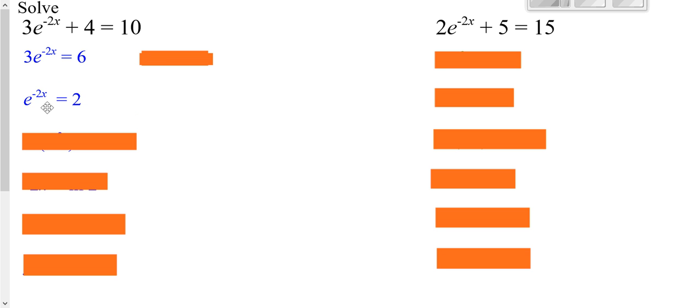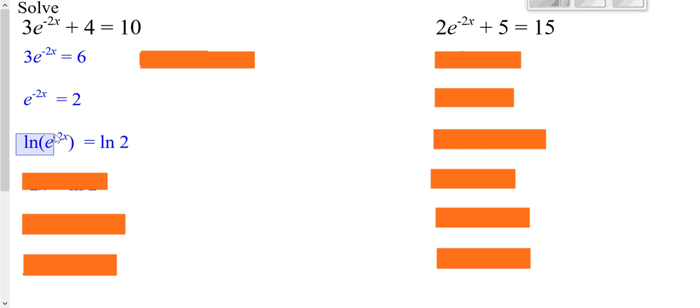Now that I have e to a power equaling something, I know I have to go ahead and use a logarithm because my variable's in the exponent. But because my base is e, I'm going to choose to use a natural log. So I'm going to take the natural log of the left, and if I do something on the left, I got to do it on the right, so I'll take the natural log of the right.